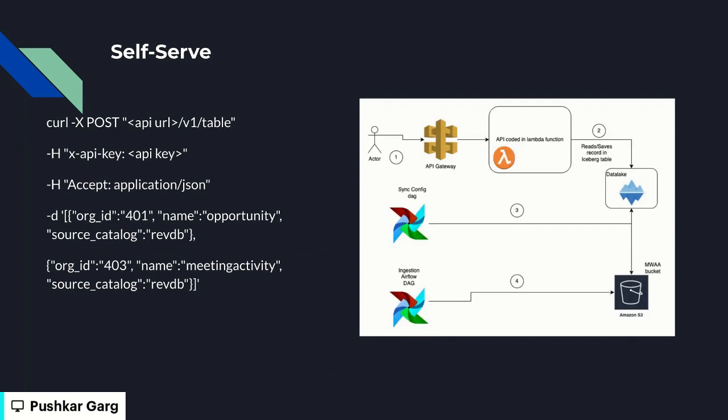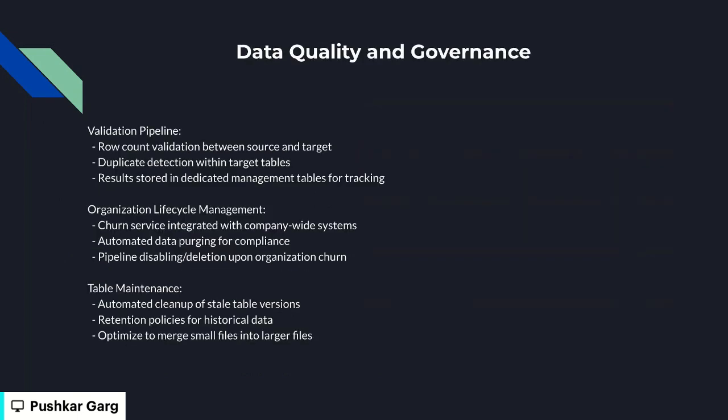In this example, a user can call this particular API to add the opportunity table to the org ID 401's ingestion pipeline. And similarly, you can do that for other orgs as well. I won't go into the details of how that happens, but we have several tags and several databases involved, which ultimately result in the creation and updating of ingestion pipelines. So it's all democratized, and that's been one learning that has helped with the adoption.